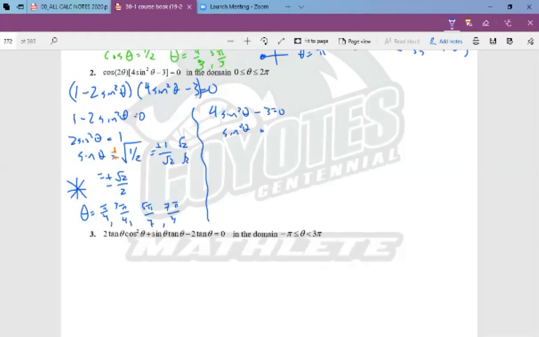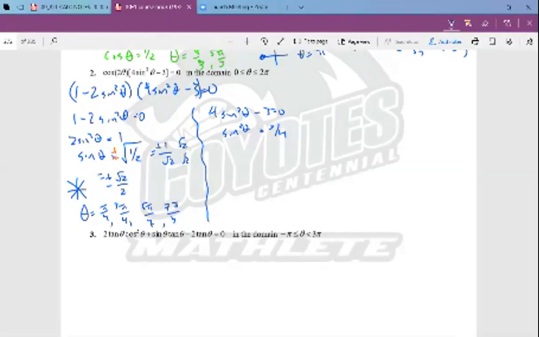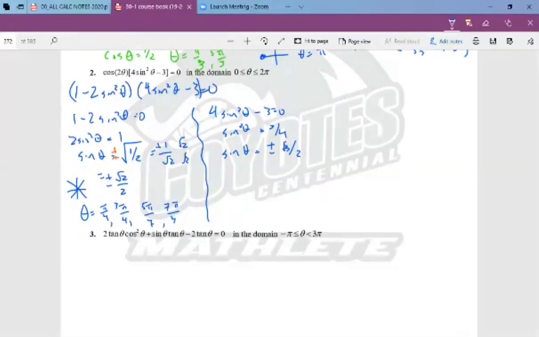Sine squared theta, add 3 to both sides, divide by 4. Sine squared theta is equal to 3/4. Sine theta, square root both top and bottom. We need plus or minus root 3. Square root of 4 is 2. So root 3 halves, okay, we know what that is. We know how to deal with that.